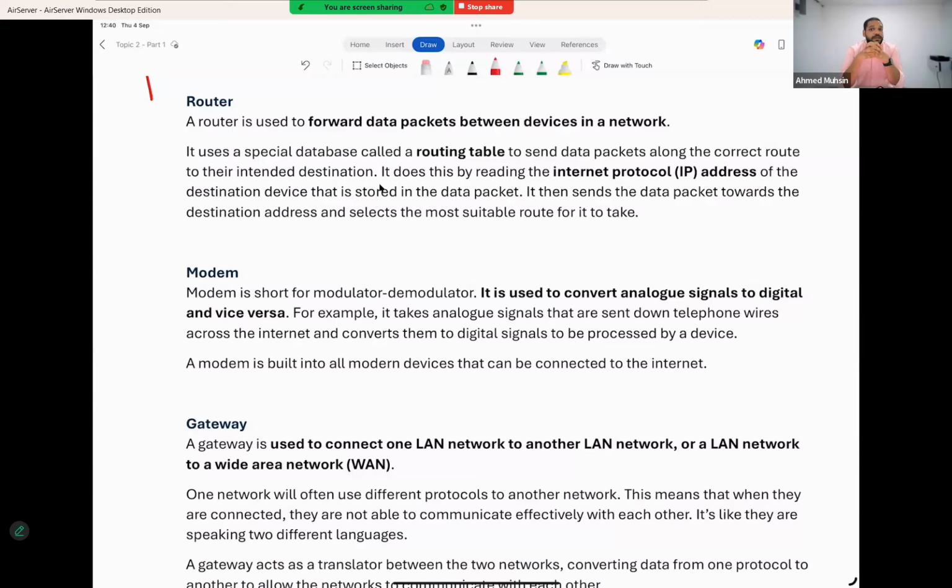So the router contains what table? A routing table. In that routing table, what do you think would be there? The IP address of all the connected devices. So when data packets come to the router, it will read the IP address it should send it to, and then send it to that relevant device. Everybody okay with this? It will then send it to that particular device. Are we all okay with this? Sounds good so far? Right.